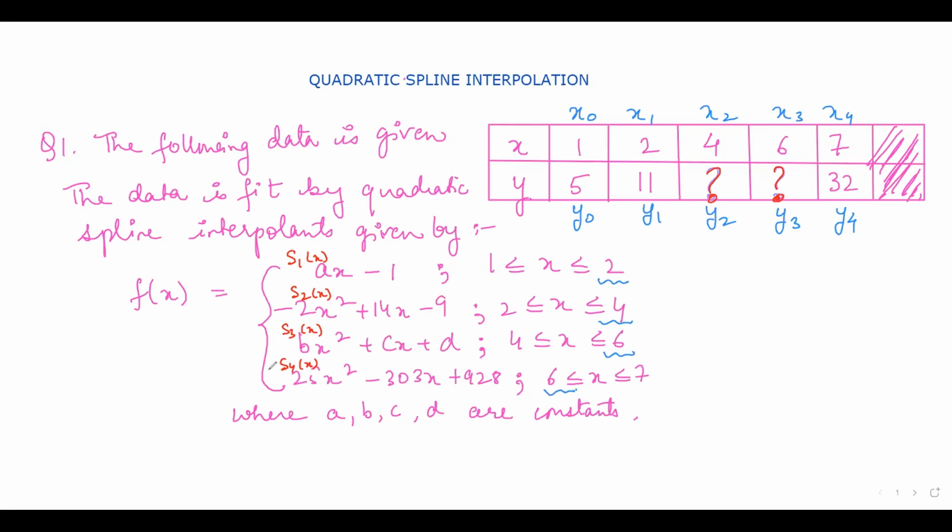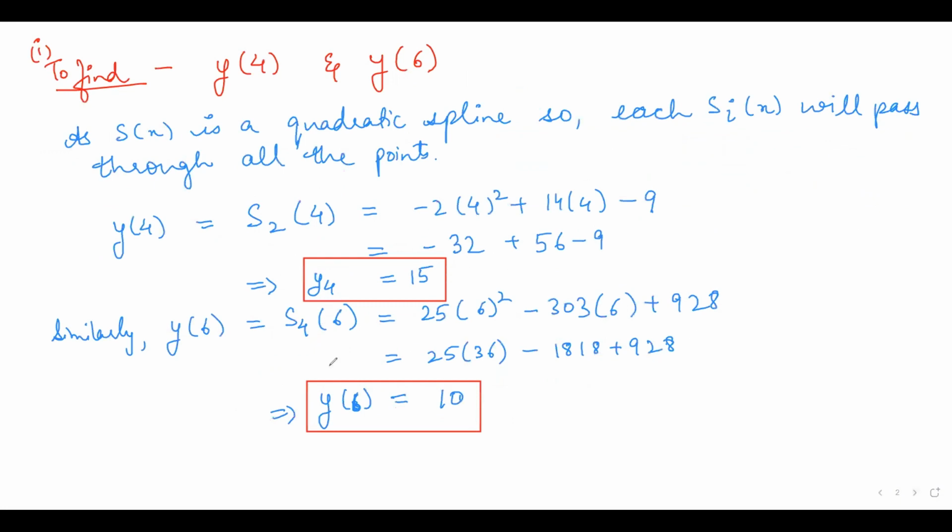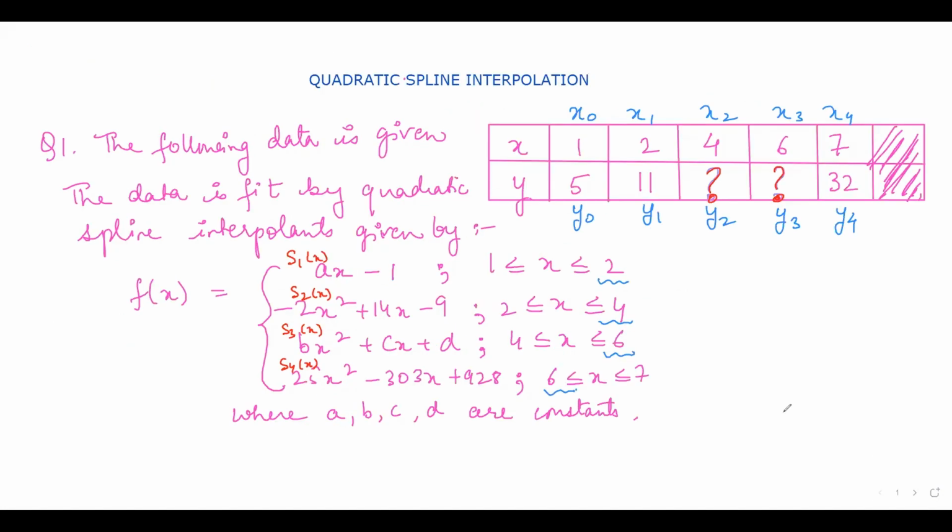Now I'll be using a very simple technique here, as I have used it here, that each spline function is passing through all the points. So the spline function for y3, as we have calculated, right? So y3 is equal to y at 6, so y3 is equal to 10. Either you can use that and find it from here only, put the value of 6 and you can get it, right? So I'll do that quickly.